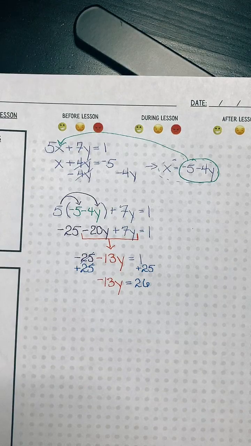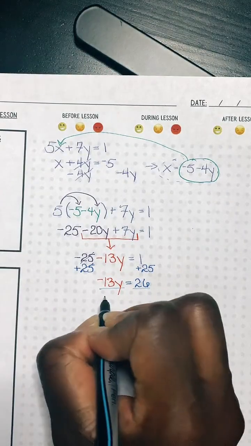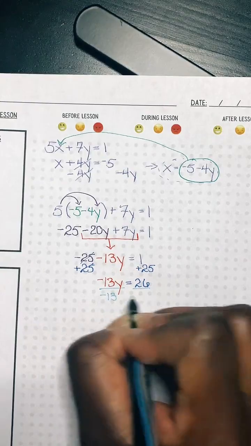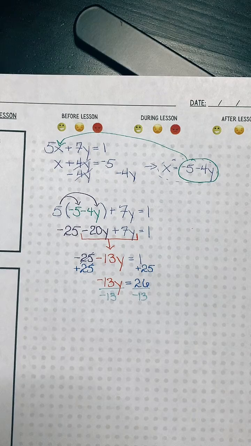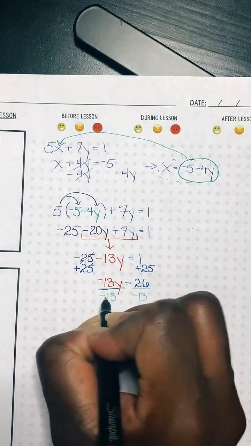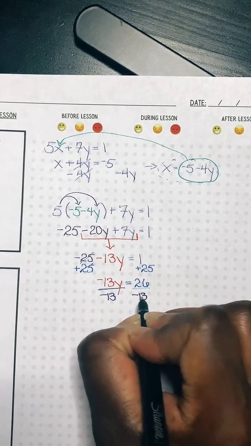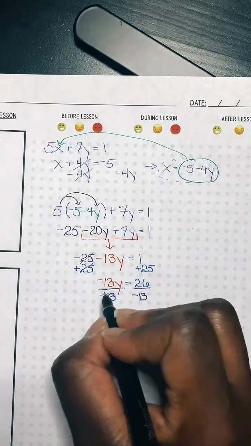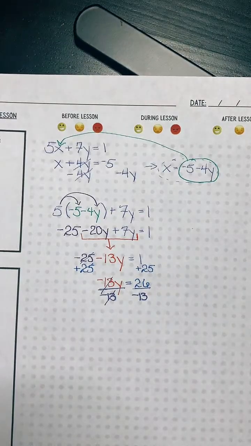Now we need to divide negative 13 on both sides. There we go. All right. So let's divide negative 13. Okay, maybe not this color next time. Because even I'm like, what? Let's try this again. So we divide negative 13 on both sides. Okay, negative 13 divided by negative 13 gives me 1, or y.